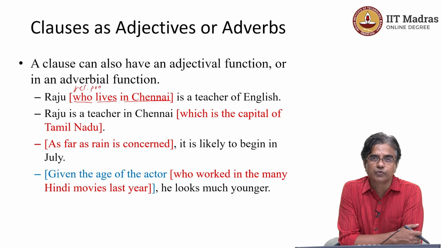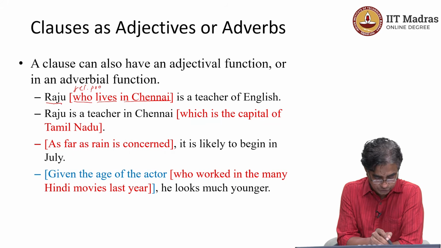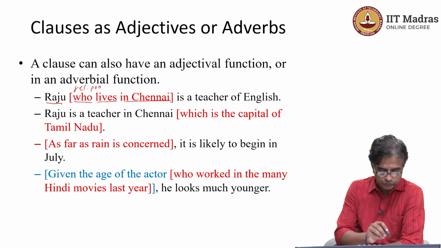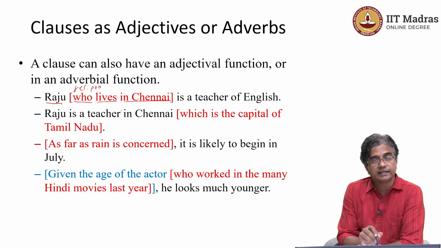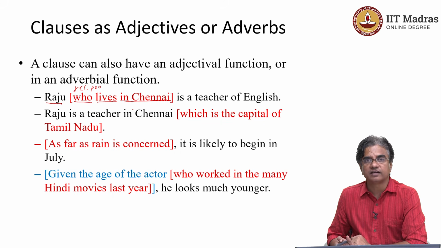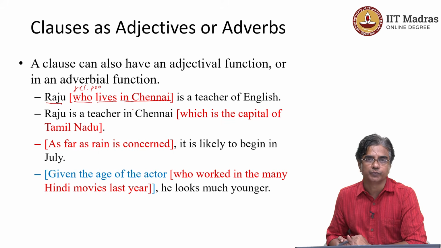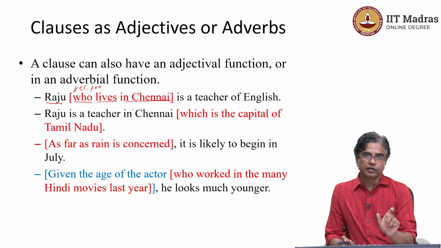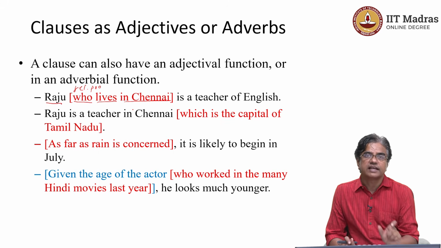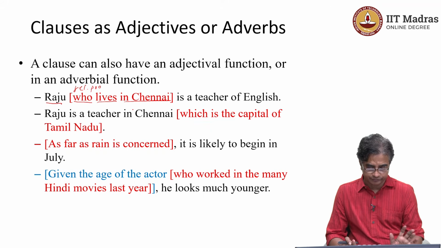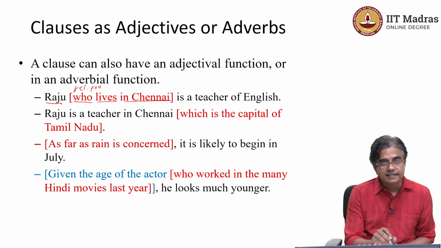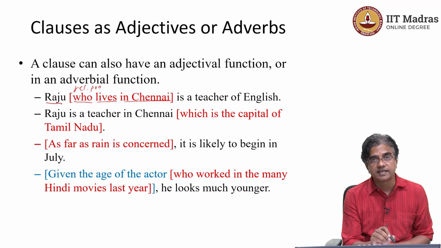And what does this clause do? It describes, it gives you information about Raju. Whatever noun, and we call them adjectival because adjectives have the function of modifying a noun. These clauses are modifying a noun just like an adjective might do. So we can call them clausal adjectives modifying a noun. Here in this case it is modifying the subject, a noun in the subject position.